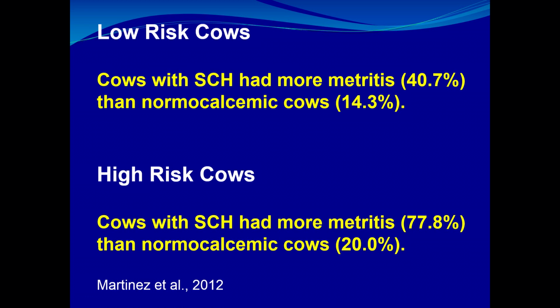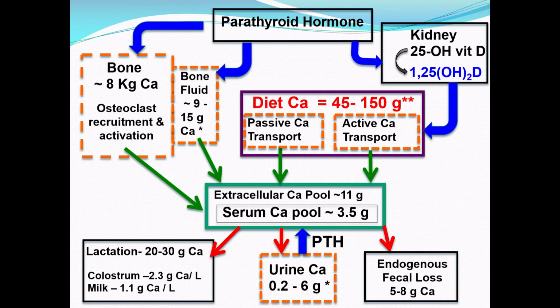What's more interesting to me is that when I look at the risk factors, the normal calcemic cows who were high risk had a lower incidence than the low risk cows that had subclinical hypocalcemia. So to me, hypocalcemia is the cause of metritis. Well, now we have to try to understand hypocalcemia.